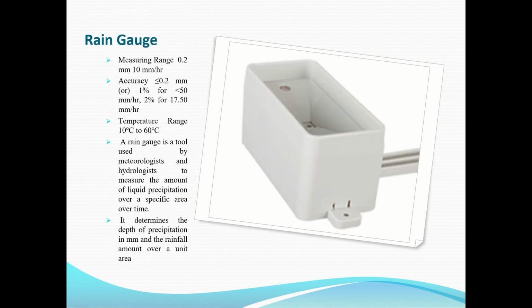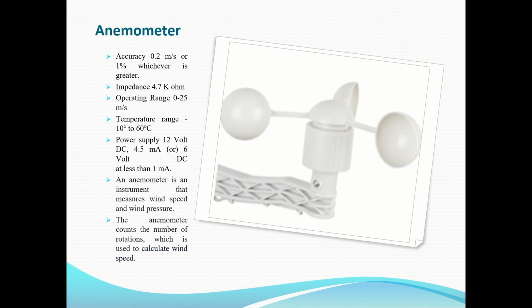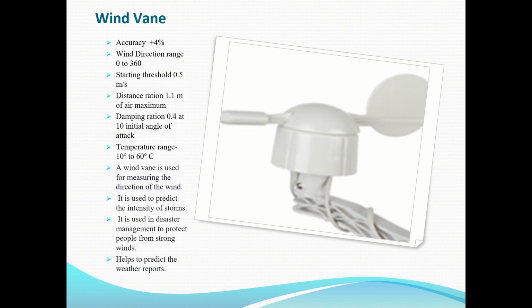This is a rain gauge sensor. It measures the rainfall, how much falls in the rainy season. These are some of the specifications of this sensor. This is an anemometer. The main purpose of the anemometer is to measure the wind speed, how fast the wind flows, and these are its specifications. Wind vane: the main purpose of the wind vane is to measure the wind direction, in which direction the wind flows. These are also some of the specifications of this wind vane.